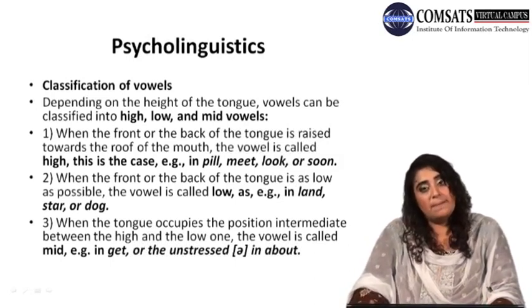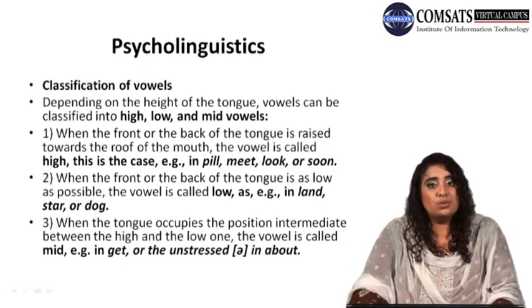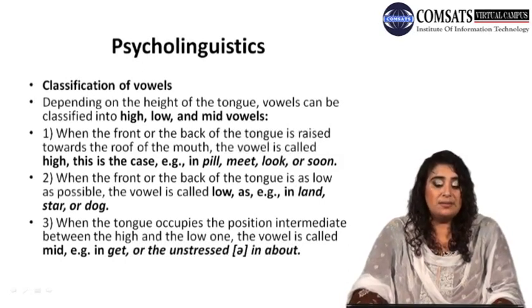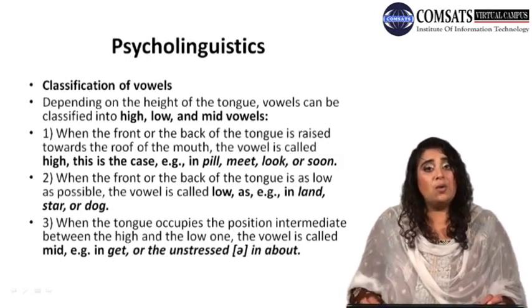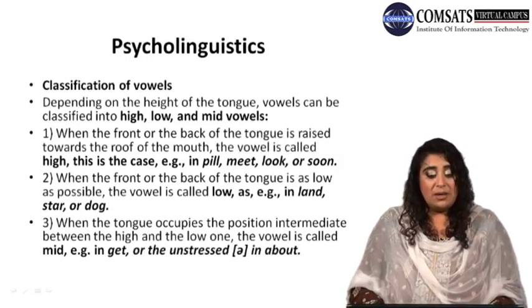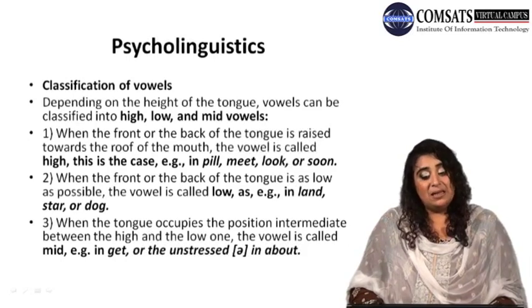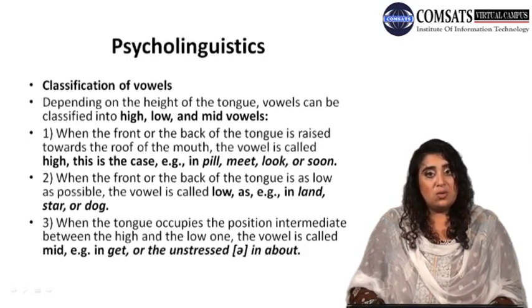So, pill, meet, look, soon. Land, star, dog. Now, when the tongue occupies the position intermediate between the high and the low one, the vowel is called mid. So there are three types of vowels: the high, the low, and the mid. High happens when you say pill, with more emphasis on I; meet, emphasis on E; look, you are stressing the oo; soon, when you put more pressure on it. When does low come? Land. Its pronunciation is very short.